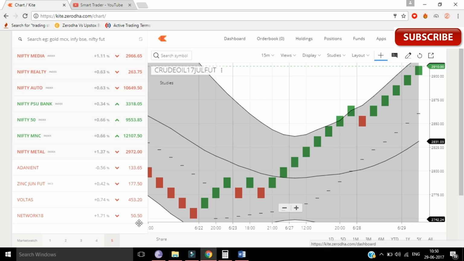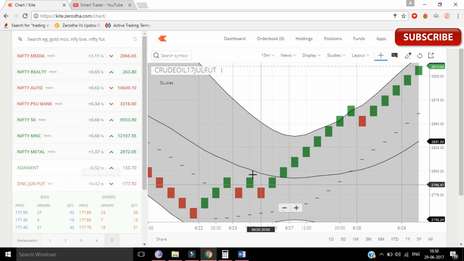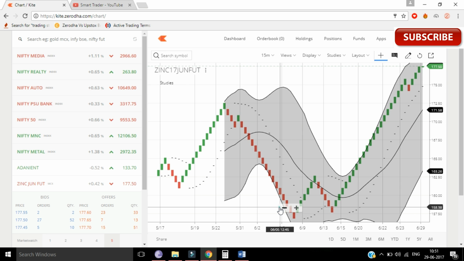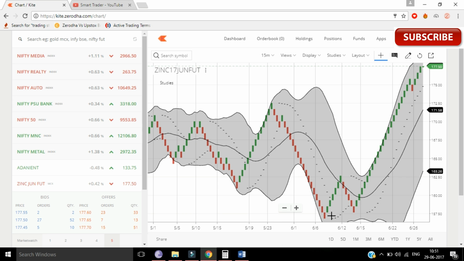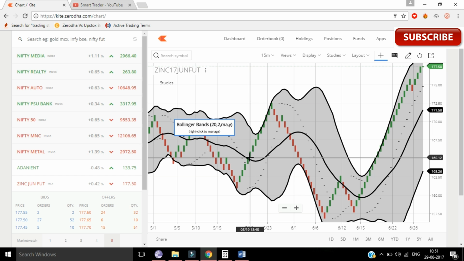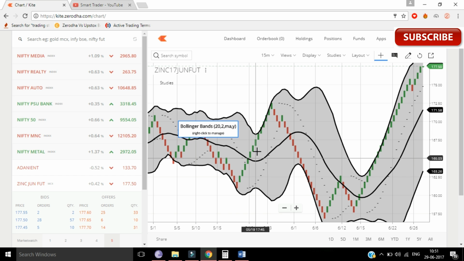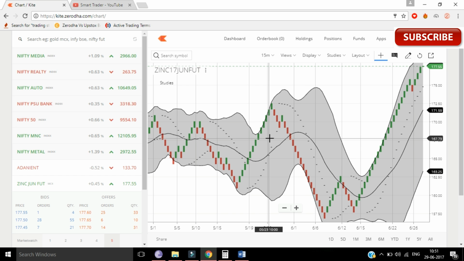Looking at the zinc, let's try out zinc also. Looking at the zinc, it looks so neat, guys. One direction, man, this is crazy. 19th, this candle is above the center line. Buy signal, buy. 165, 170, 170 over here.